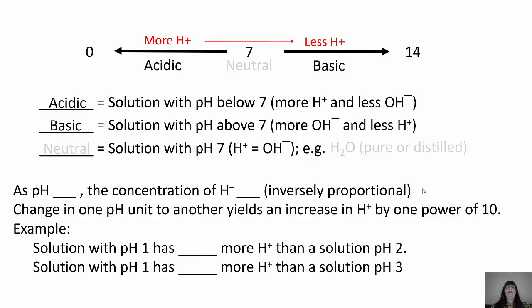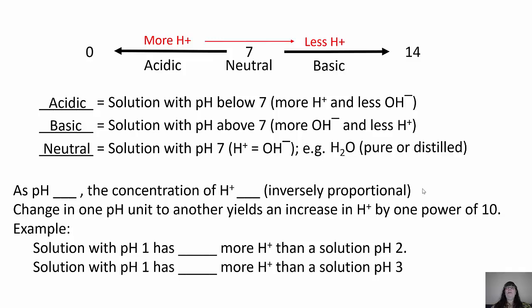So a pH of 7 is going to have an equal concentration of hydroxide ions and hydrogen ions. Less than 7, you have more hydrogen ions. More than 7, you have less hydrogen ions. If you have less hydrogen, that means you have more hydroxide. If you have more hydrogen, that means you have less hydroxide.